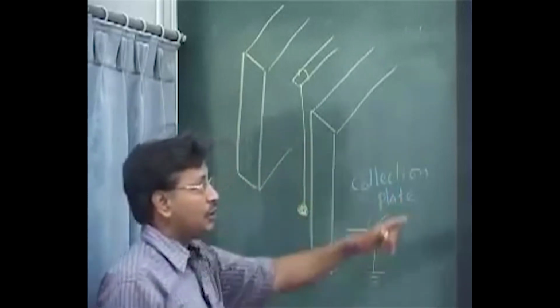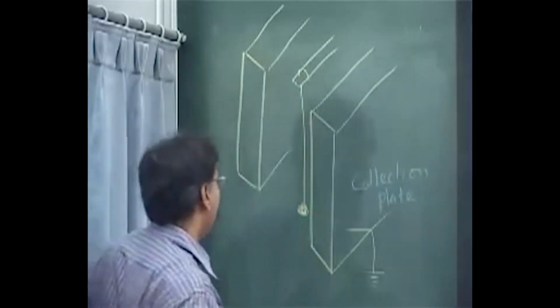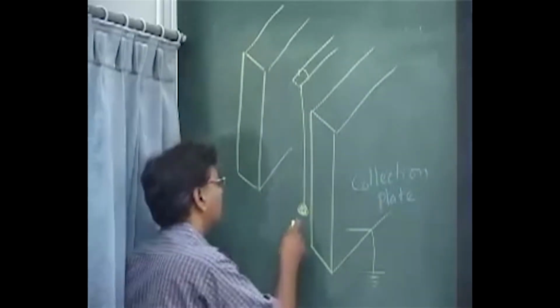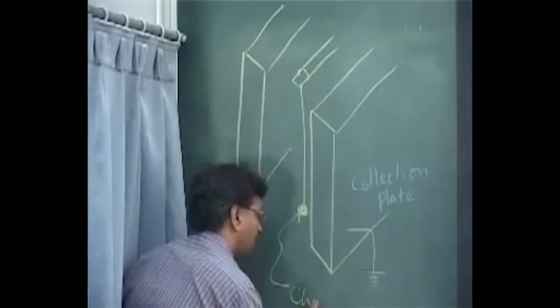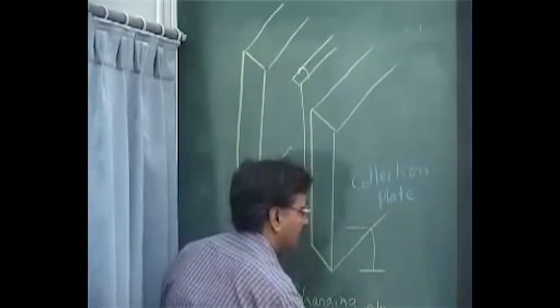That is what you see in the picture. You are really looking at the collection plate, but you are not seeing inside, but you see from inside. Then there is this, which is called the charging electrode.